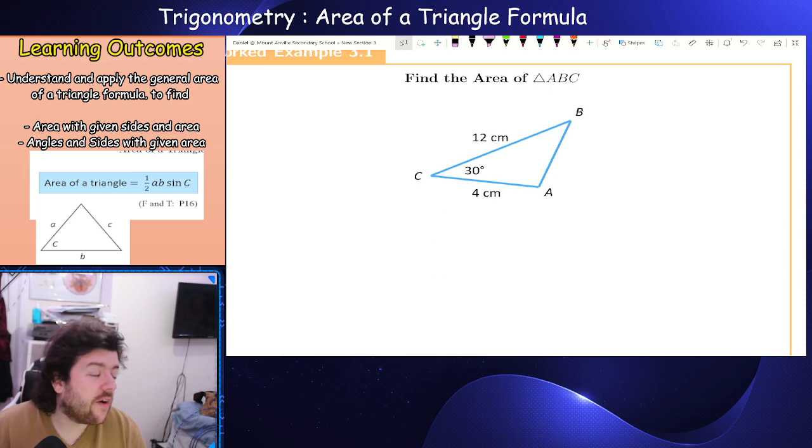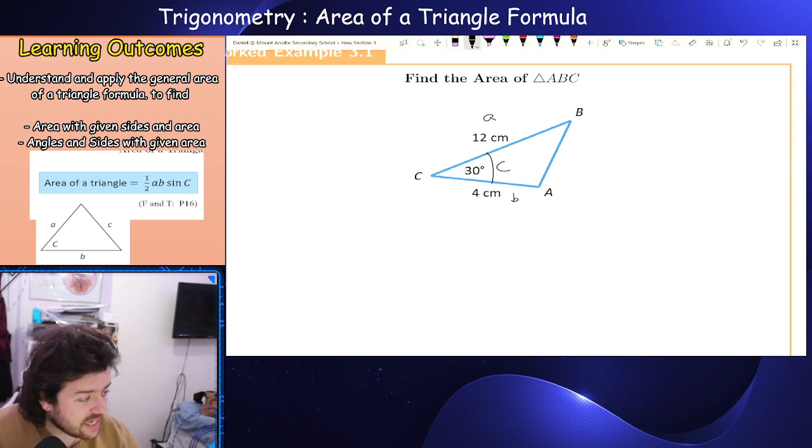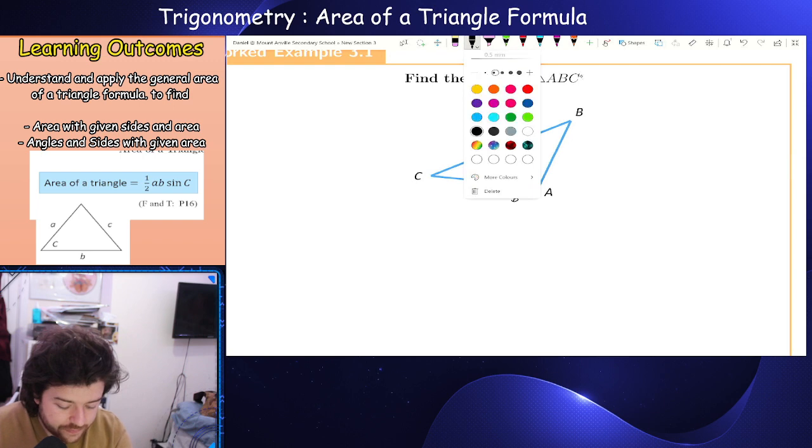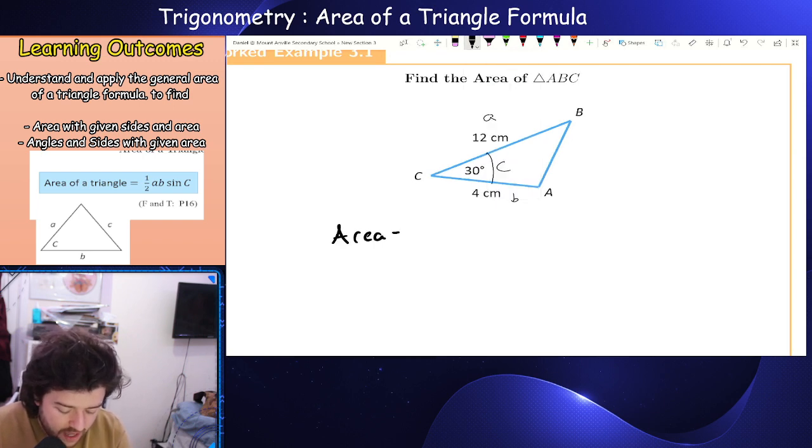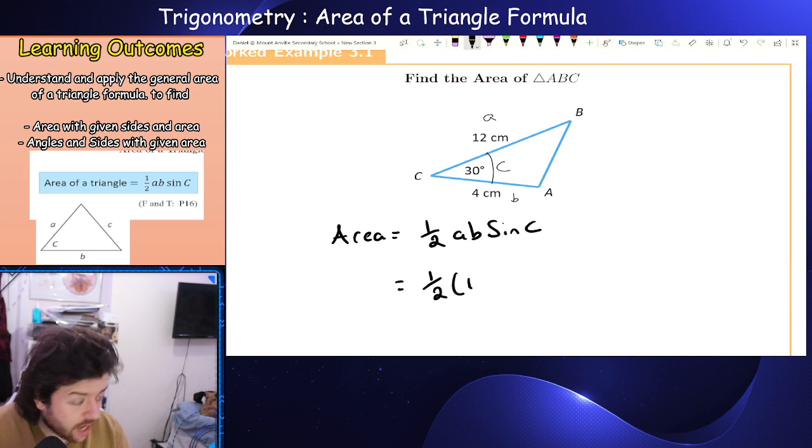So find the area of triangle ABC. I have a triangle here. I have two sides, 12 and 4, and I have the angle between them, 30. Well, looky here, I have two sides, 12 and 4, and I have the angle that's trapped between them. So I can use my formula. I have a, b, and this is going to be the C in my formula. So area equals a half ab sine C. So a half times 12 times 4 times sine 30 degrees.